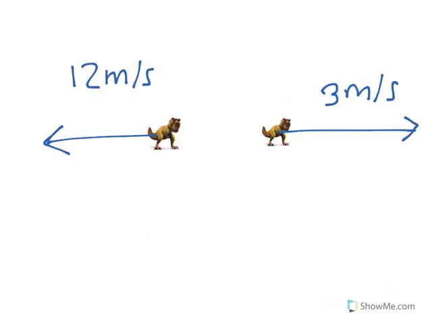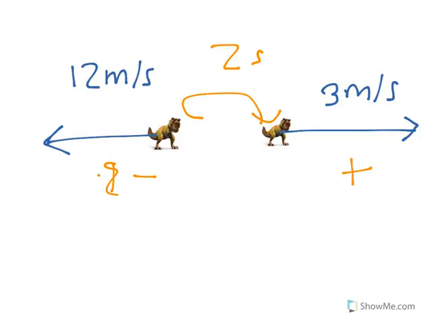This problem is a little bit different because our T-Rex moves in 2 different directions. Looks like he's indecisive today. First, he's walking 12 meters per second in the negative direction. Then he changes his mind and starts moving at 3 meters per second in the positive direction. His change of velocity takes him 2 seconds. Can you calculate his acceleration?